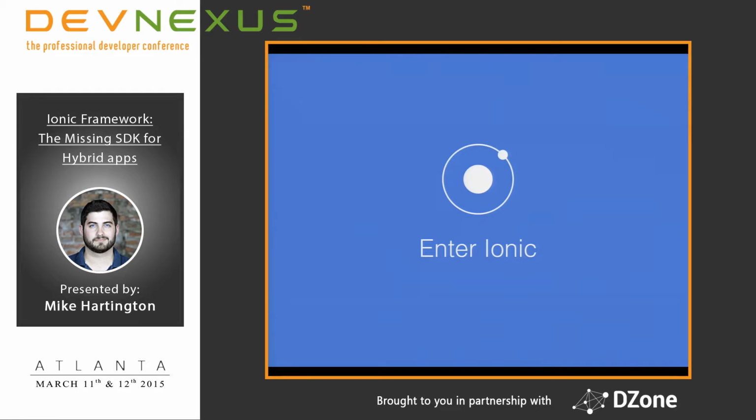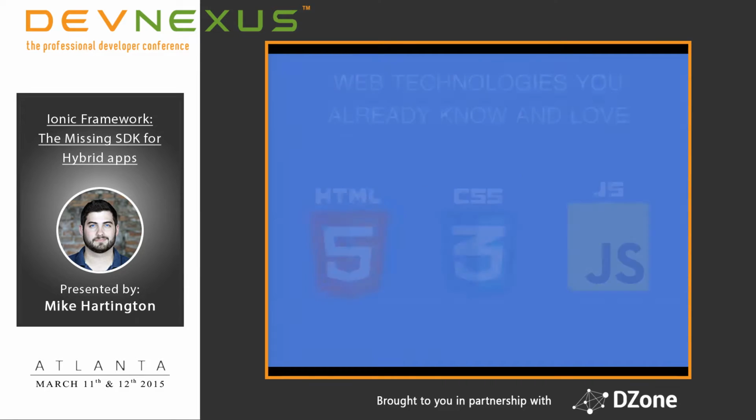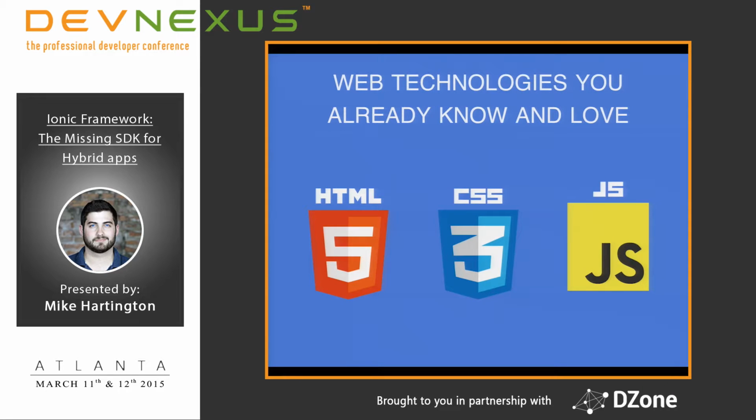So what is Ionic but the beautiful open source SDK for developing hybrid mobile apps with HTML? But what essentially does that mean? So we're built on web standards. So HTML, CSS, JavaScript. So if you're a web developer, congratulations, you are now a native developer. You don't need to relearn a new technology stack. You're all set with just your web code.